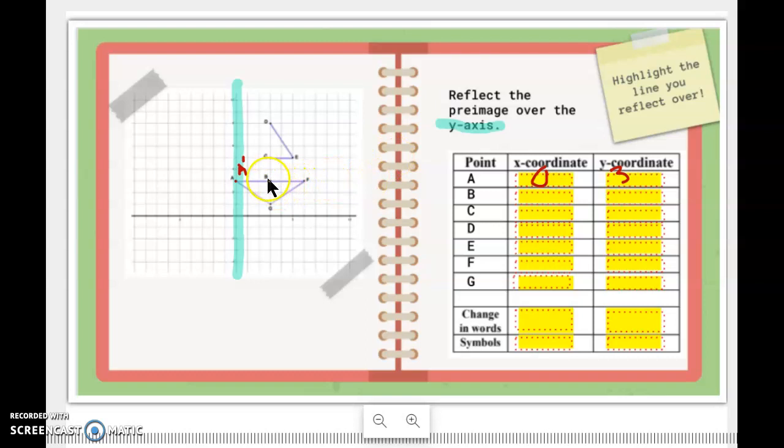B prime is going to go the same number of spaces away from the teal line as it started. So if you'll notice, it starts at 1, 2, 3. So we're going to go 1, 2, 3 away from the reflection line that we're jumping over. And this is going to be our B prime. So that new point is at -3, 3.